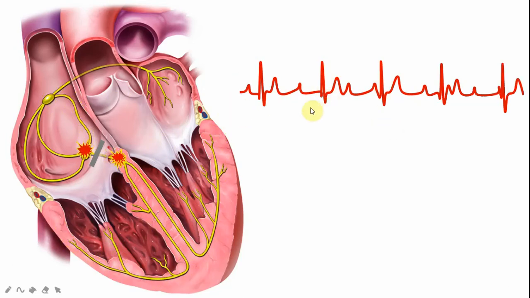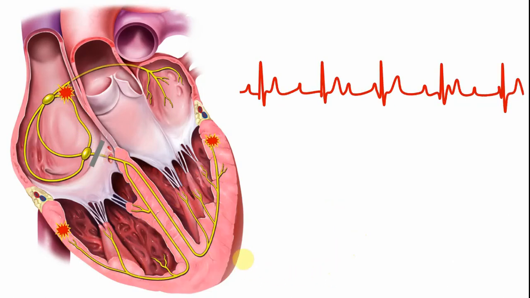If you look at it, the PP interval is pretty much constant, and the RR interval is also pretty much constant, but there is no relationship between the P wave and the QRS complex because the PR interval is all irregular. So if you find an ECG where the PP interval is constant, the RR interval is constant, no relationship between the P wave and the QRS complex, and the PR interval is all irregular, that is a complete heart block or a third degree heart block.